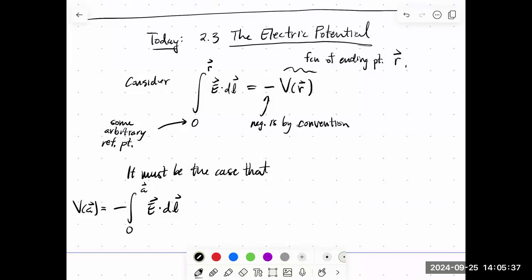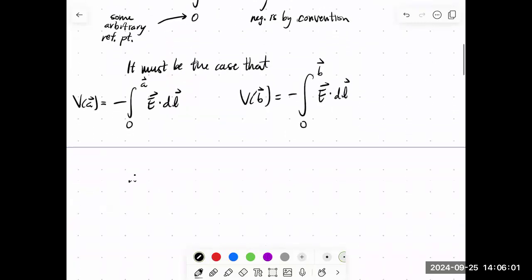And of course, I could pick a different point, and I could say, well, V_B is minus the integral from some reference point to b of E dot dl. All right, so what I want to do is take the difference of these two. I want to take V_B minus V_A. So therefore, this change in V, whatever it is, is going to be V_B minus V_A.